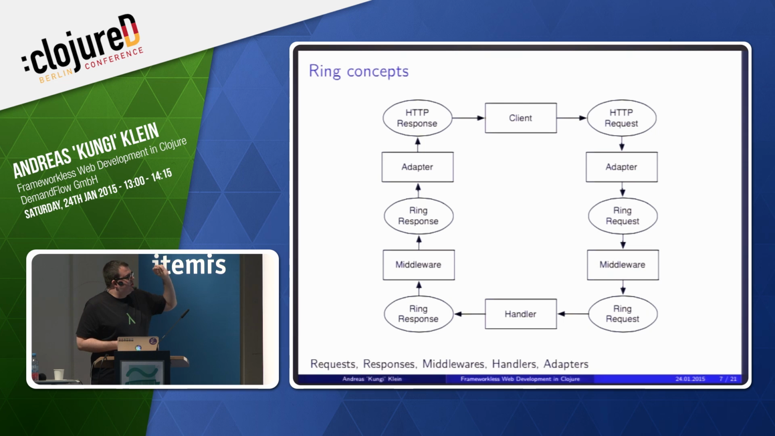Then we pass it through some middlewares which might do authentication, session handling and stuff. Then we still have a Ring request. It gets to our handler function. Handler is a synonym for our application, the thing that does things. It's converted into a response, goes through another bunch of middlewares, then stays a response, goes through the adapter again, and then goes back through the HTTP server to the client. So what concepts do we have? We have requests, responses, middlewares, handlers, and adapters. And I want to cover them all.